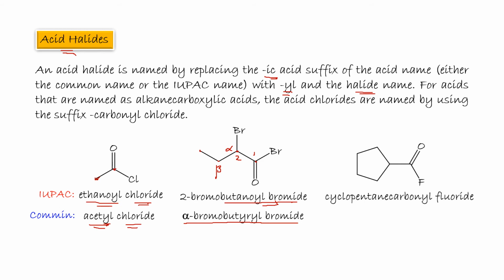For this one here we have cyclopentane carboxylic acid. It will be cyclopentane carbonyl fluoride. So if you have a compound whose acid is called alkane carboxylic acid, it will be alkane carbonyl halide. Cyclopentane carbonyl fluoride, because we have fluoride in here. Here is bromide, here is chloride.